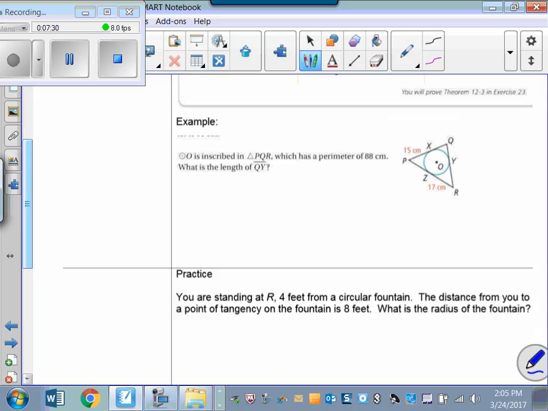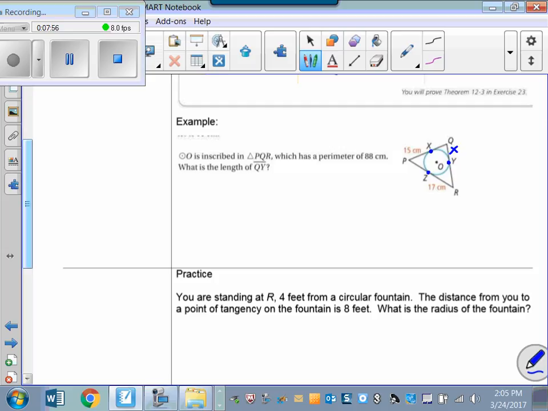Circle O is inscribed. Oh, we've talked about an inscribed circle before, right? You remember in Unit 6, I think it was? Inscribed circle means I've got 3 points of tangency. This circle is inscribed in the triangle. The triangle has a perimeter of 88. What is the length of QY? So I'm going to call QY x here. That's what I'm looking for.